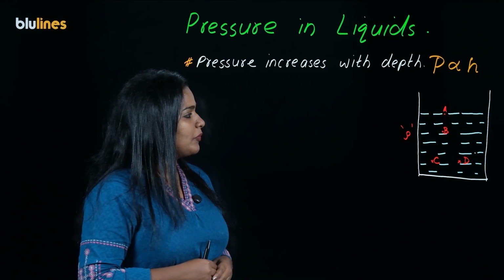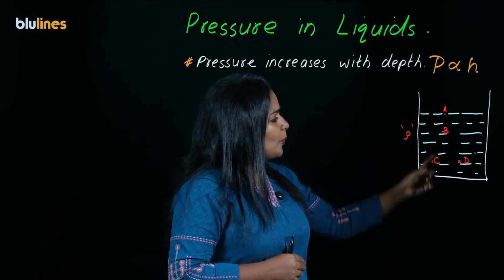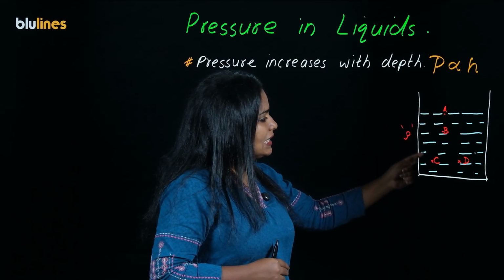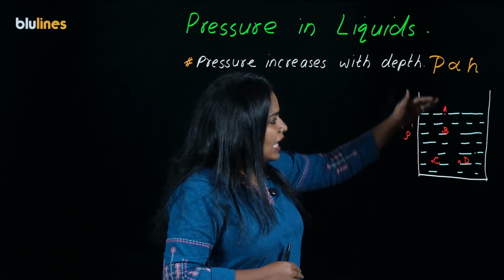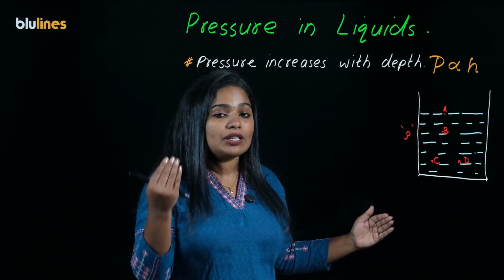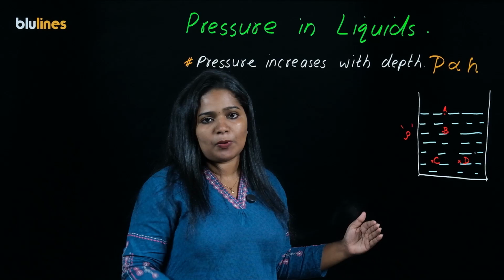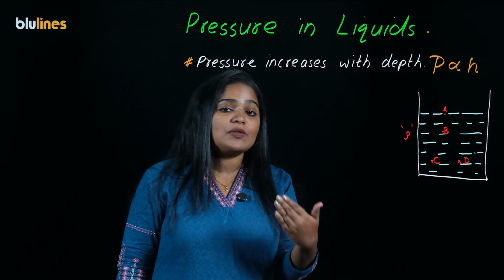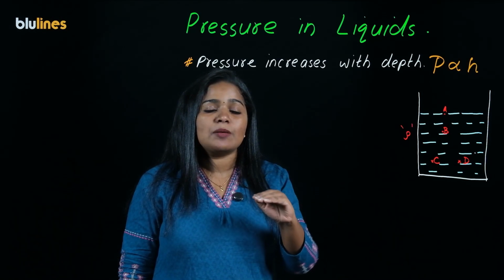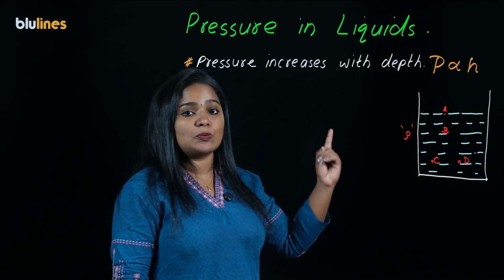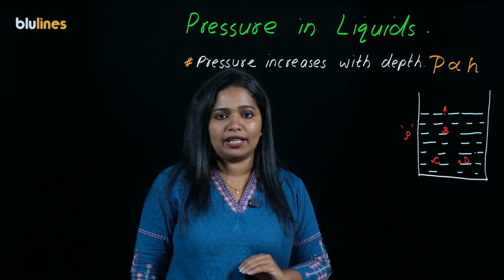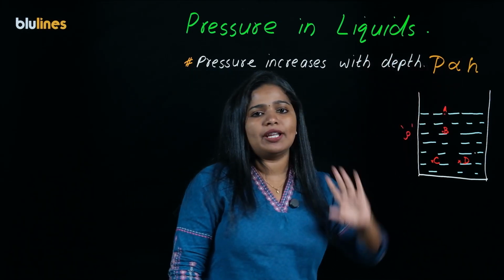What does this mean? We have 4 points here, A, B, C, D. As depth increases, what is going to increase? The height of the liquid column above the point. As the height of the liquid column increases, the weight above the point increases. This will increase the pressure acting on that particular area. That is P proportional to H.